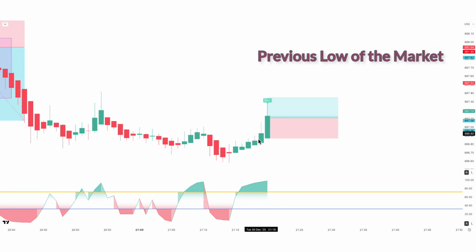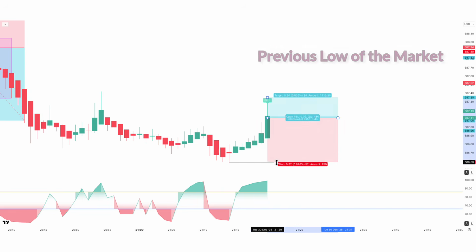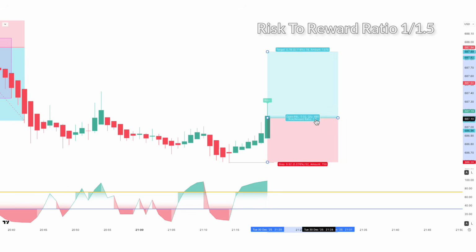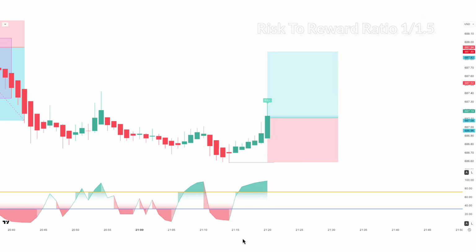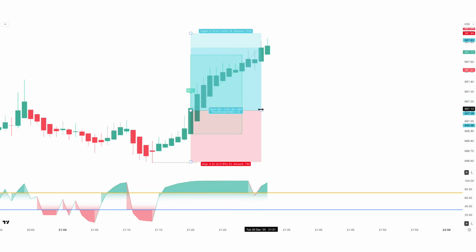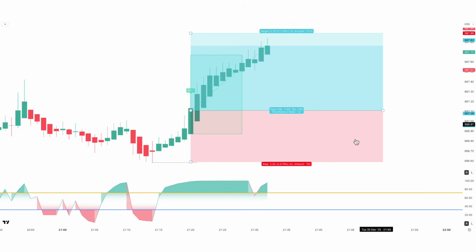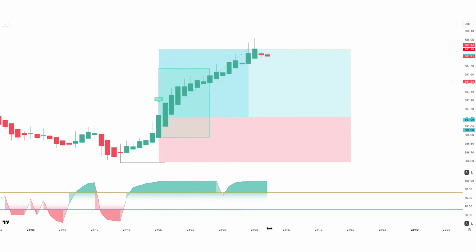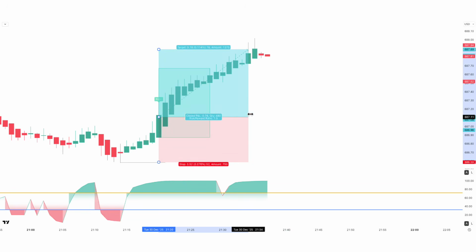Our stop loss is to be placed at the previous low of the market, and the risk to reward ratio will be 1:1.5. Let's see what happens to our trade. Our trade is running in profit. We have won the trade. Let's find the next trade.